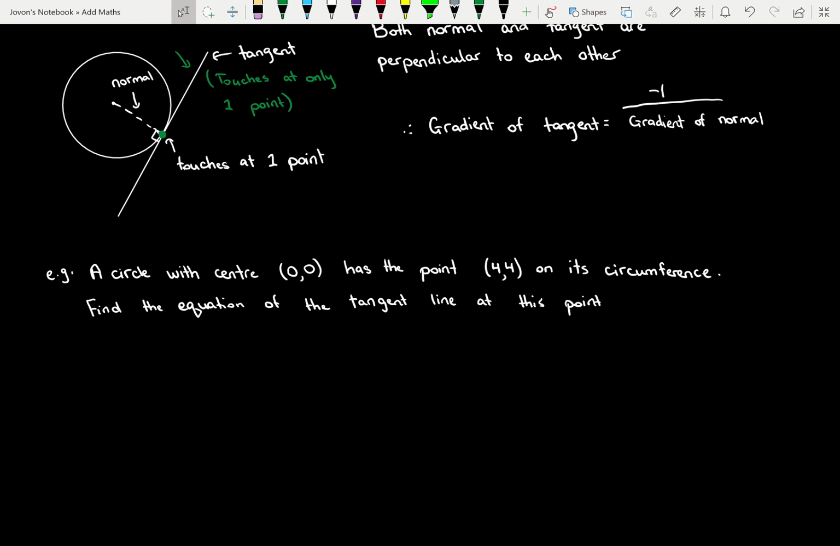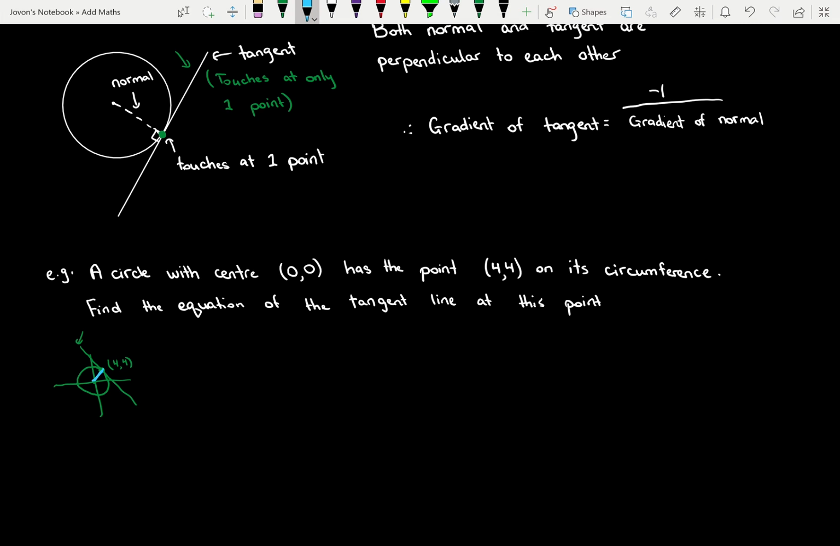So we have a circle with center 0, 0, and a line touches this at one point, and this coordinate here is 4, 4. We want to find the equation of this line, which is the tangent, which touches the circle at only one point. We cannot directly find the equation of the tangent. We need the gradient of the tangent, and to get that, you need the gradient of the normal. We know the coordinate here, so we could find the gradient of this line here.